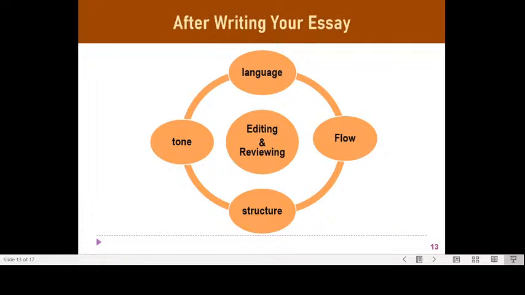Okay, after writing your essay, you need to take another look at it. You need to edit it, to make corrections, to add a few things, and also to review it. You can do that even a couple of times, not only once. What you do, you edit, you try to fix your language, the flow, the structure of sentences, structure of paragraphs, the order of paragraphs, and also your writing tone. Try to have a neutral writing tone.